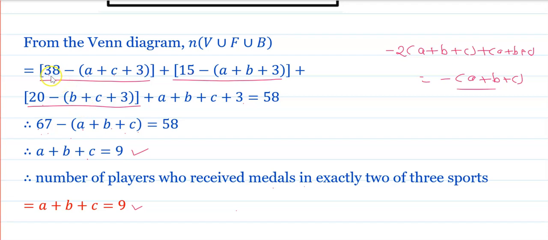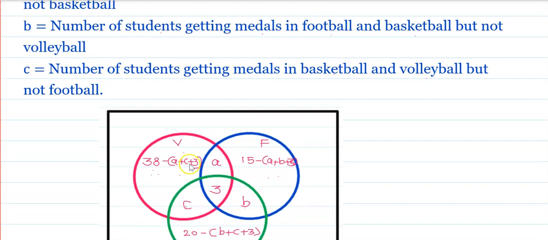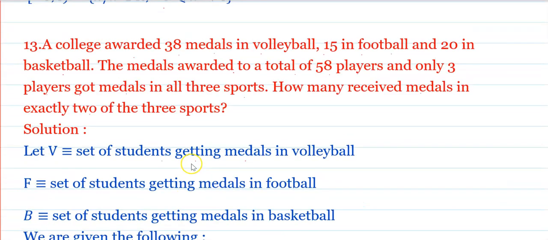And what about the numbers? 38 मधनं 3 जाऊ देत, 15 मधनं 3 गेले, you will get 12, 20 मधनं 3, that is 17, and then plus 3, then you will get 67. And overall, A plus B plus C is equal to 9. Hence, the number of players who received the medal in exactly 2 of 3 sports is 9. Okay. Now पुन्हा तुम्ही एकदा बघू शकताय.